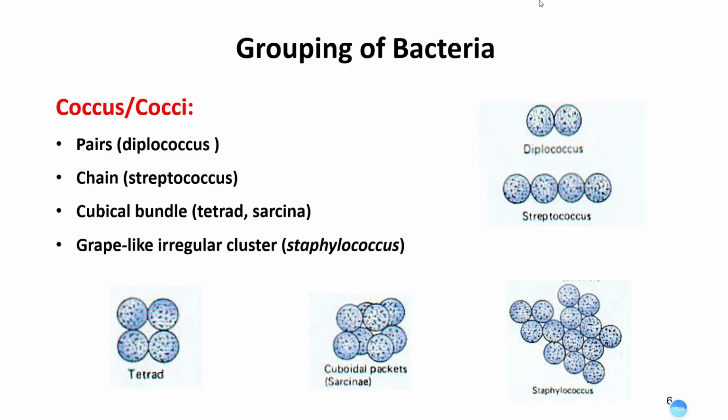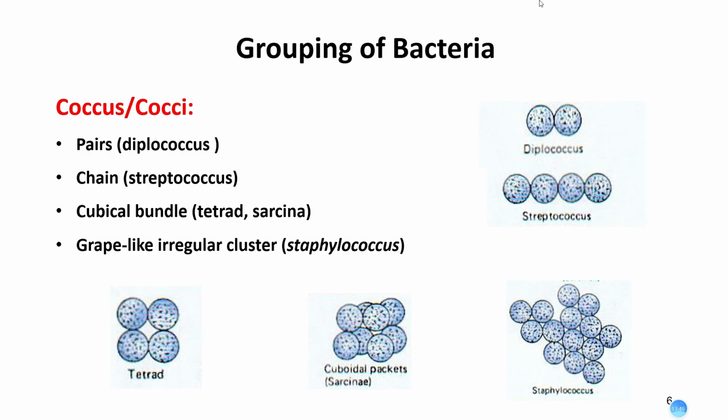Or a lot of bacteria can form a chain, like this one. It's a long chain. So if it's a chain, we call them strep. Strep means a chain. So this one we call streptococcus.